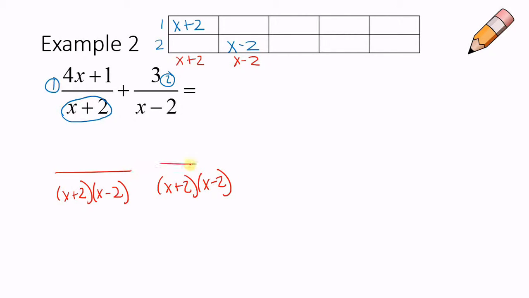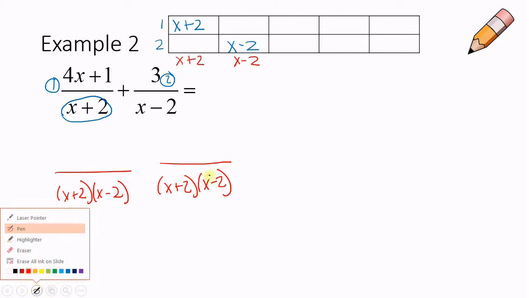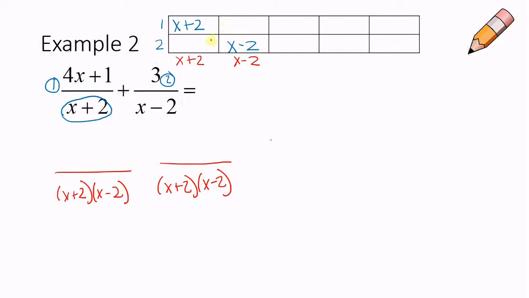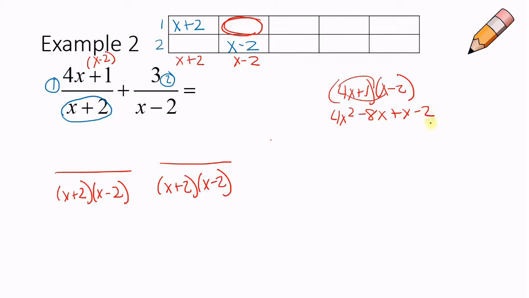There we go. Now, this is when we start to look at and see what are we missing? So, in my first column, I am missing here x minus 2. So, I'm going to need to multiply by x minus 2 at the top there. So, 4x plus 1 times x minus 2. Distribute, we get 4x squared minus 8x plus x minus 2, which if I simplify that down, 4x squared minus 7x minus 2, right?